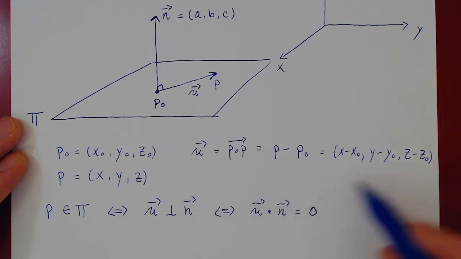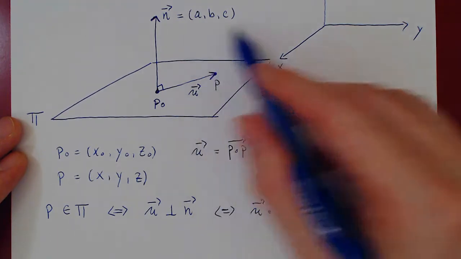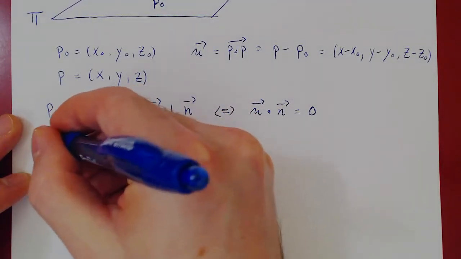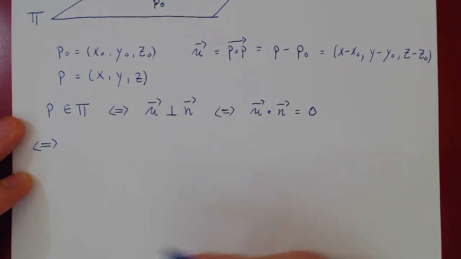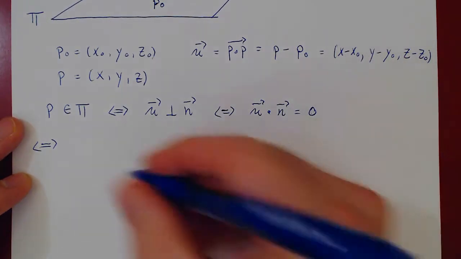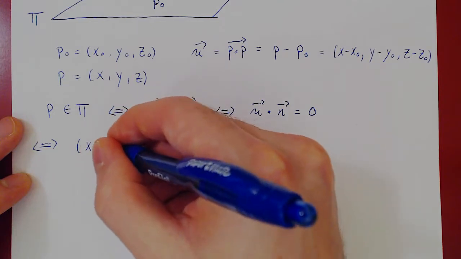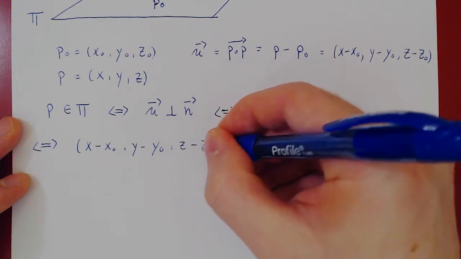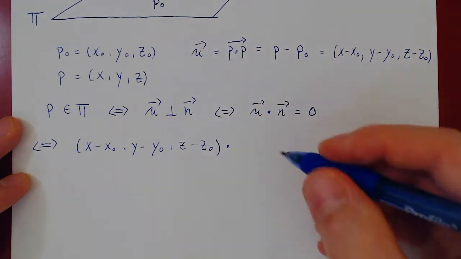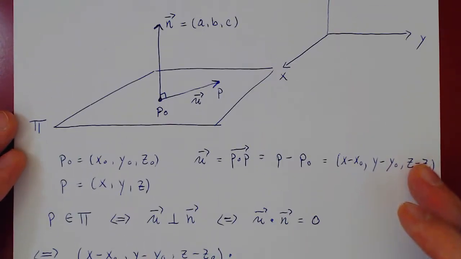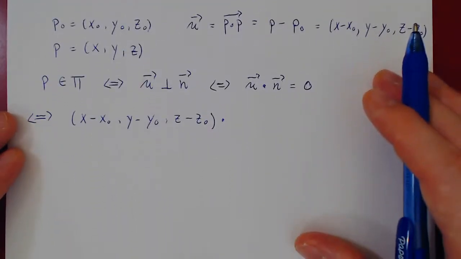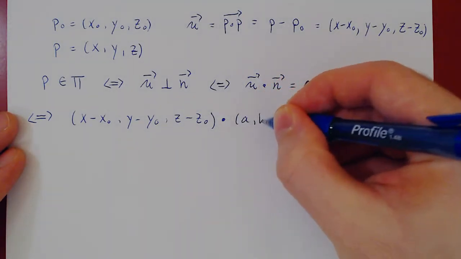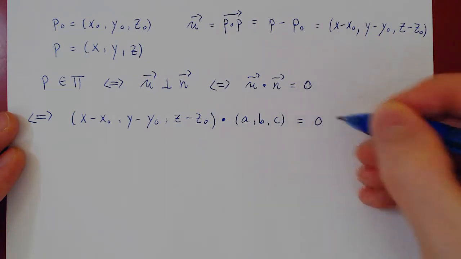Well, we have the coordinates of vector u and the coordinates of vector n. Let's dot these two vectors. So if and only if the vector u, x minus x naught, y minus y naught, z minus z naught, dotted with the vector n. The coordinates of n, recall, we said were A, B, C. So dotted with A, B, C. This has to be equal to 0.